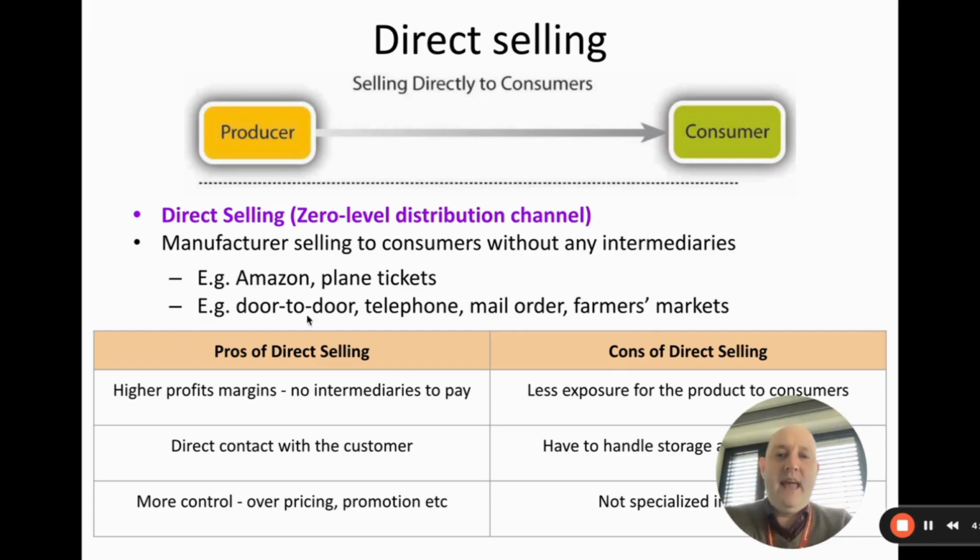Plane tickets, again, this depends. So you can go to, for example, the Lufthansa website and you can buy tickets from the Lufthansa website, and that would be direct selling. You can also go to a website like Expedia, and that would not be direct selling because Lufthansa is selling via Expedia, which is going to be the next example we look at.